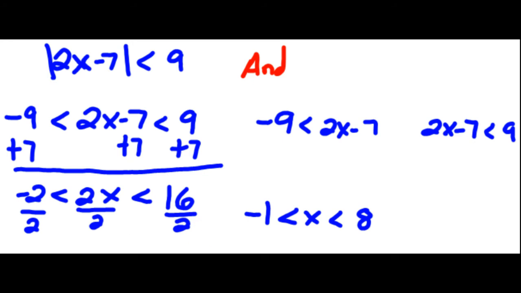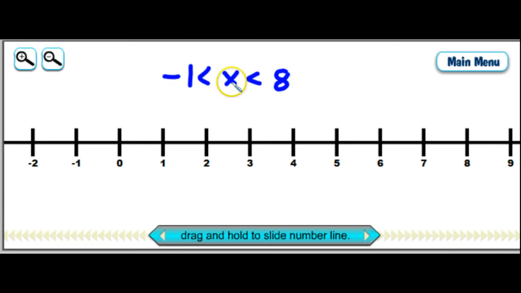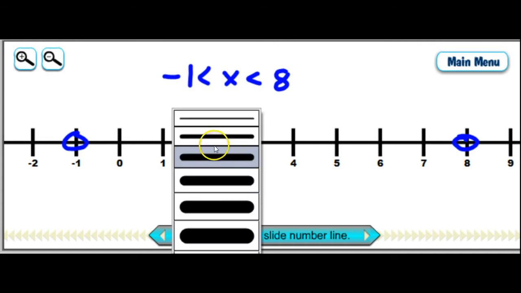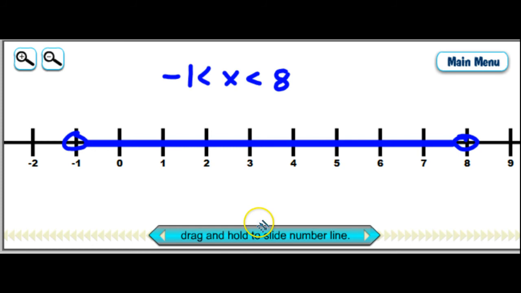Okay, so let's graph our solution. To graph this, we know x is in between -1 and 8. Since it's not equal to either of those numbers, we use open circles at -1 and 8, and then we're going to connect those. So we have our graph, and remember this represents the absolute value being less than 9.